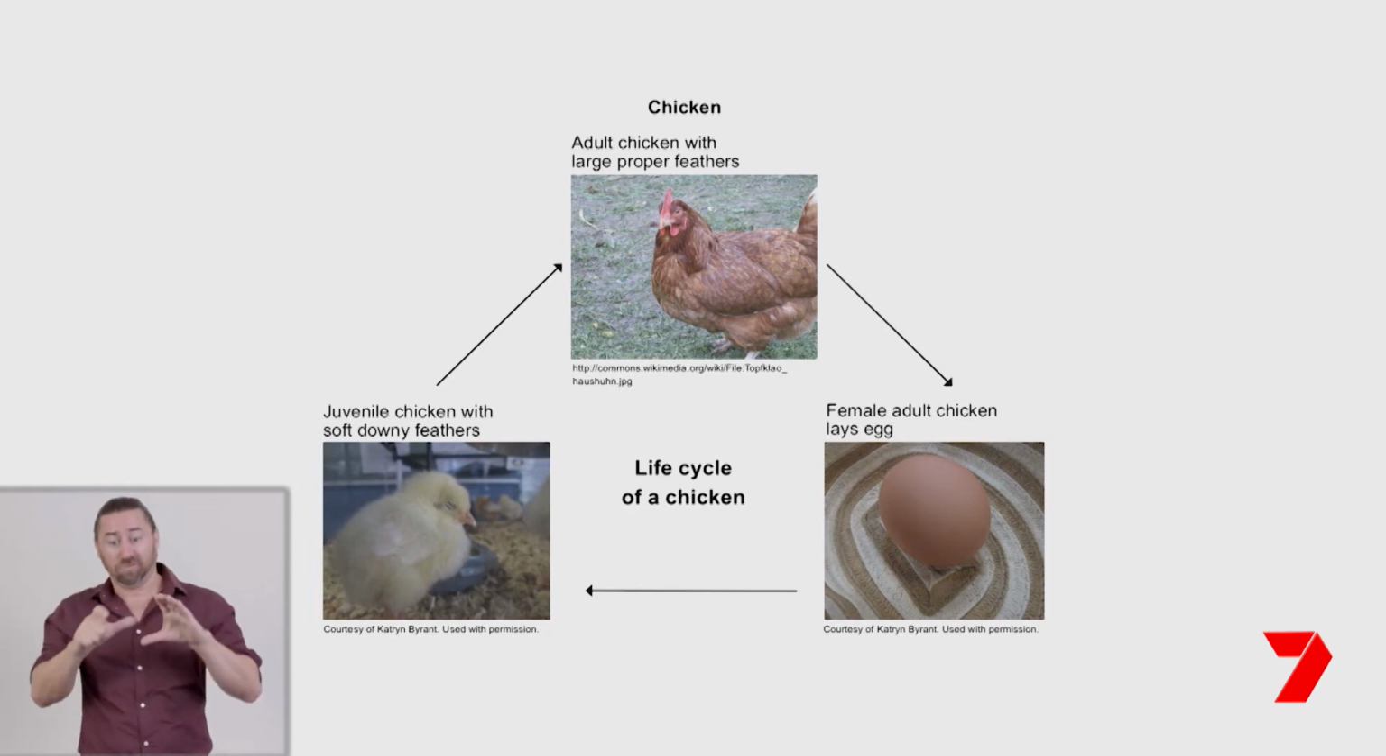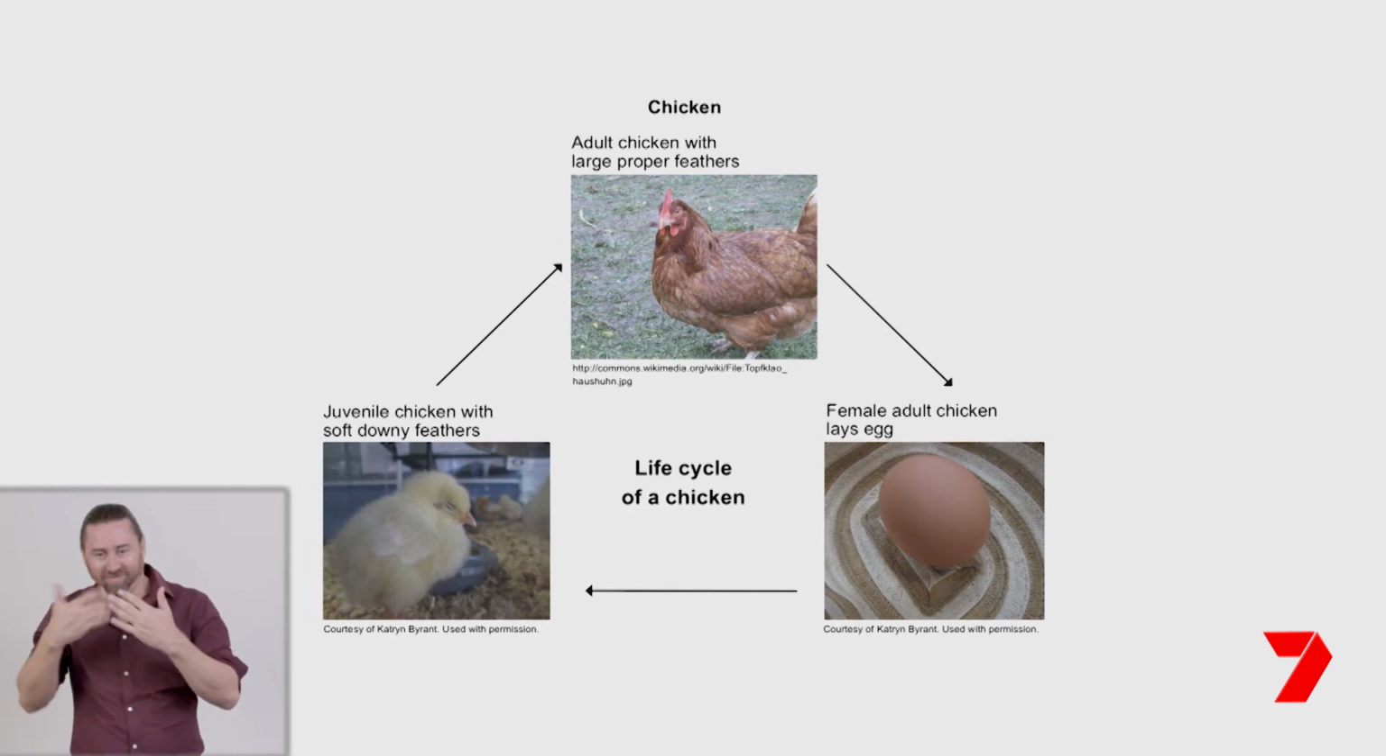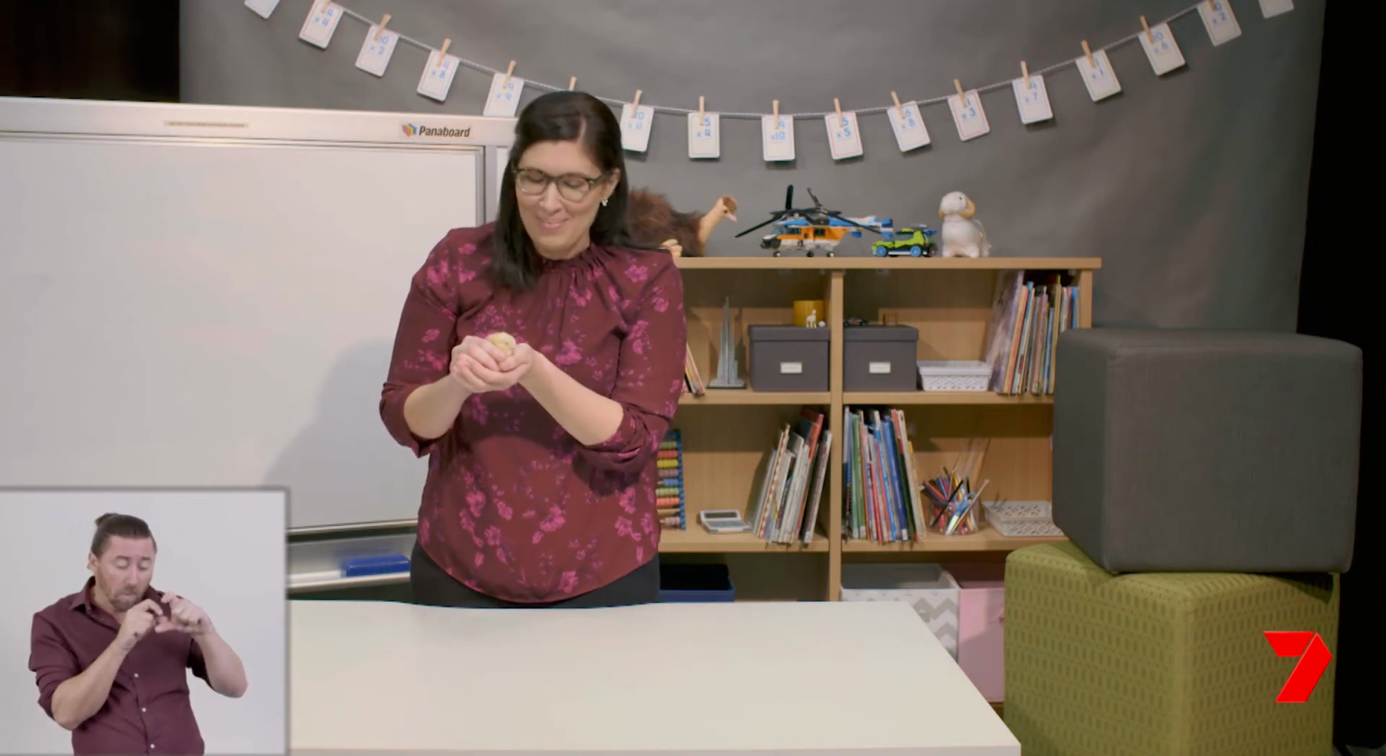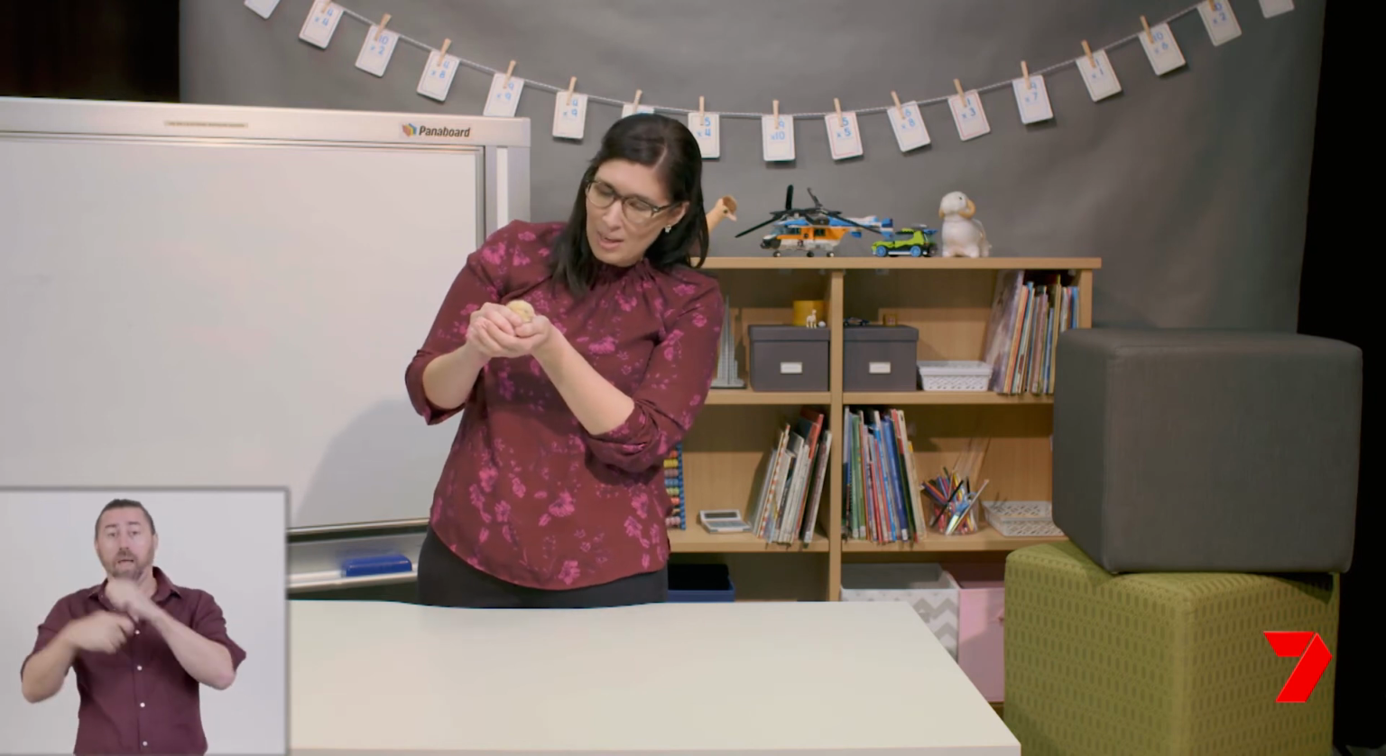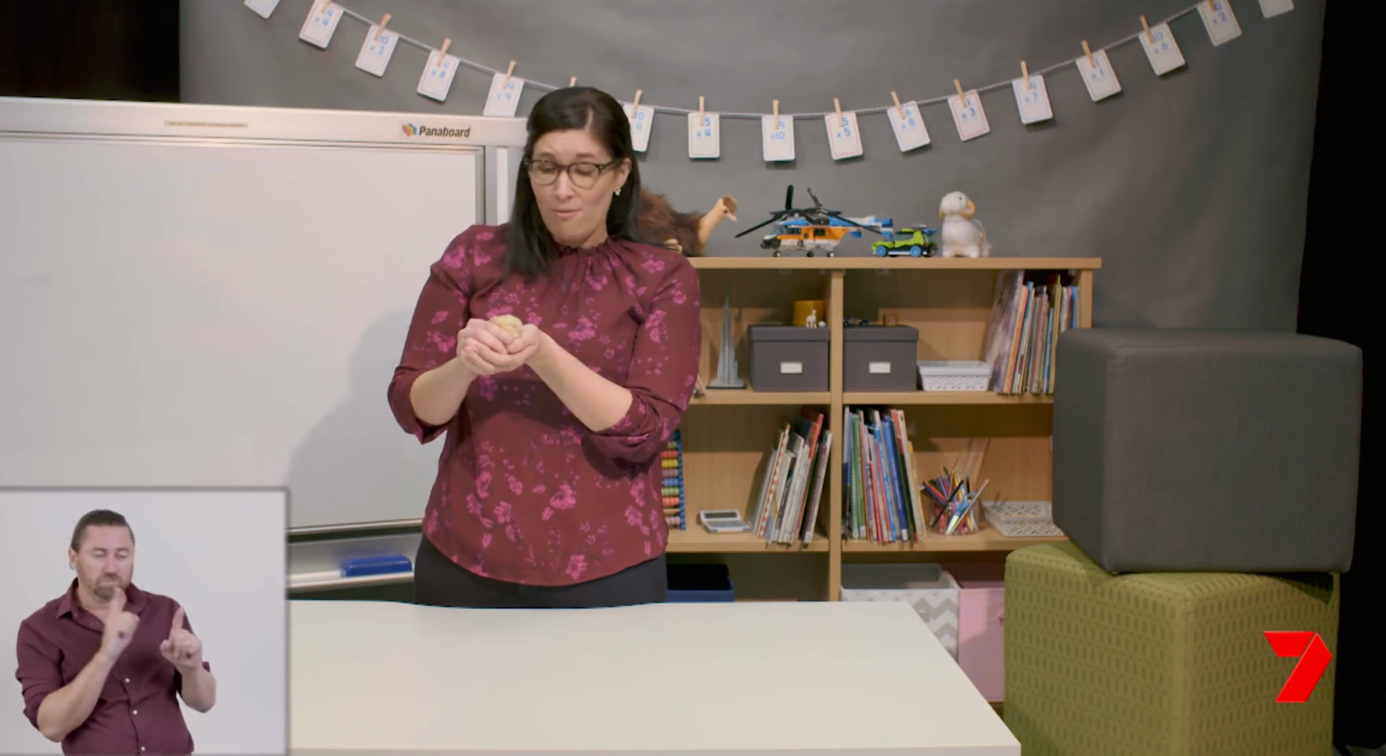the life cycle continues. Each stage of development in a life cycle can take a different amount of time. For example, it took Georgie here about 21 days to hatch from an egg, and it will probably take her another 6 months to mature into an adult chicken. Some features of Georgie will change, like her feathers, but really, she will look the same. She will just grow bigger.